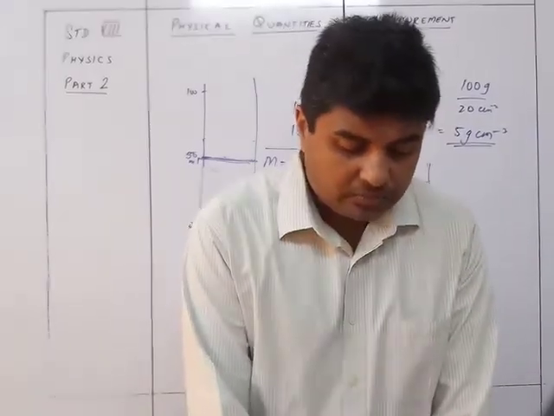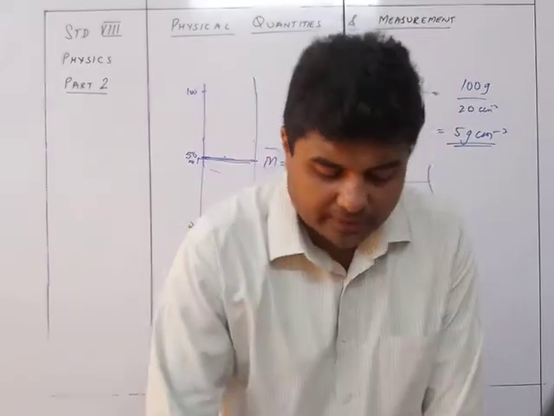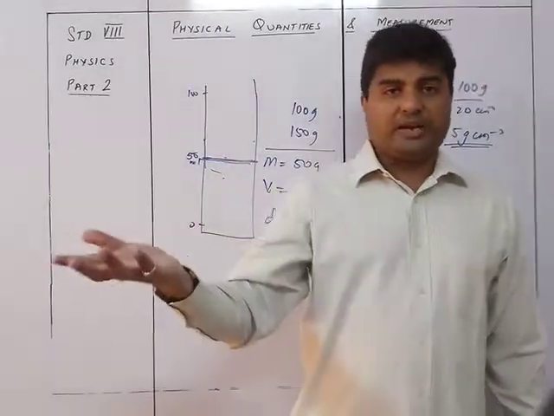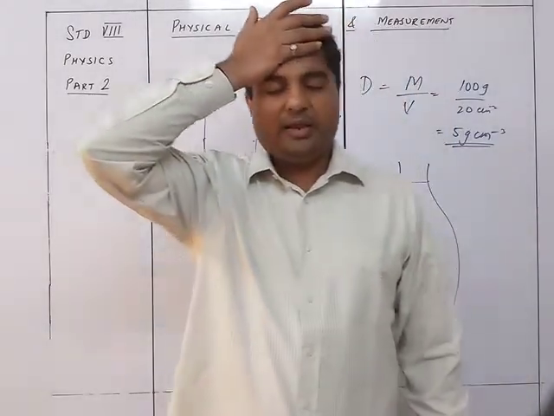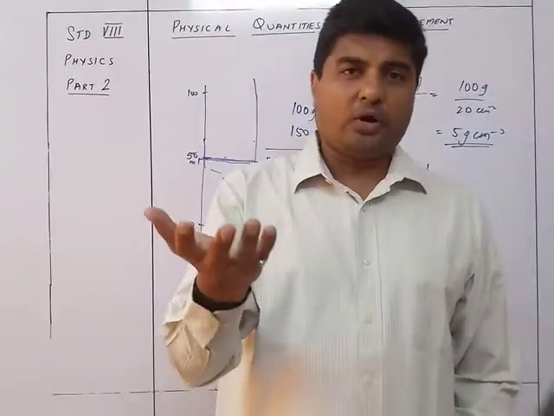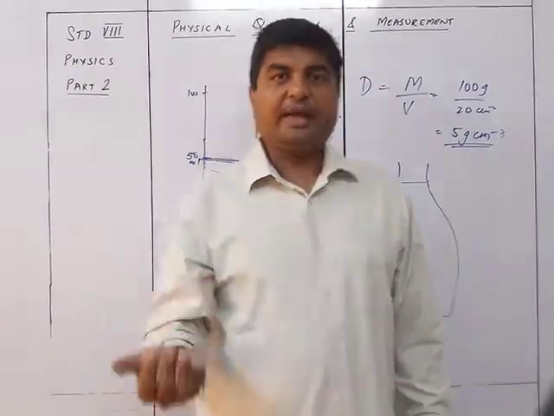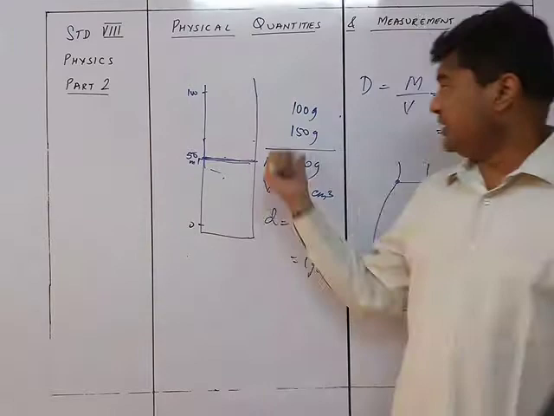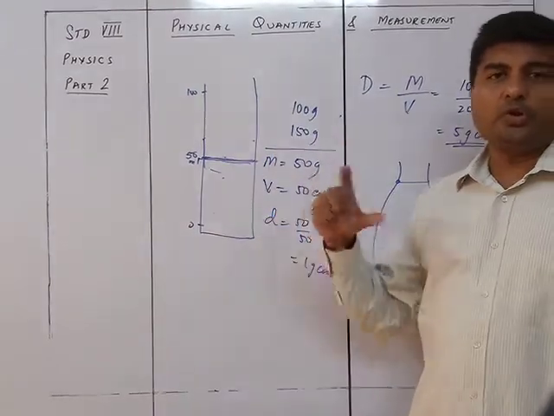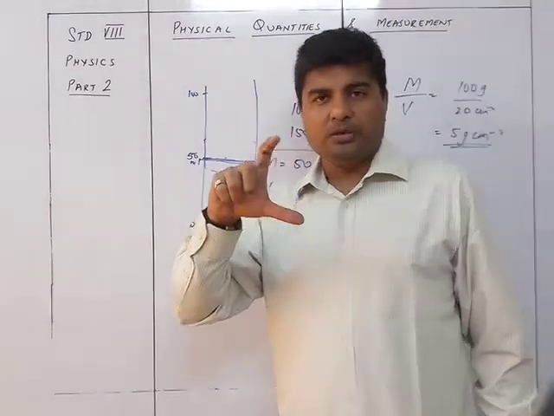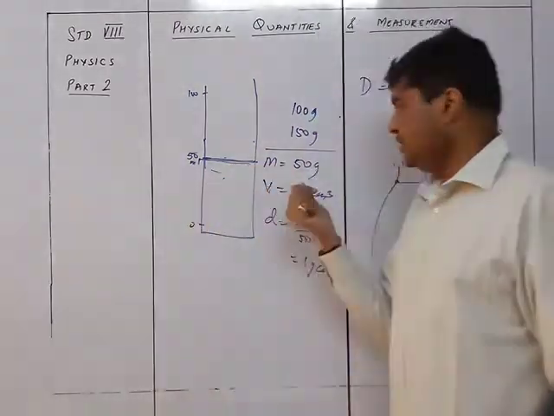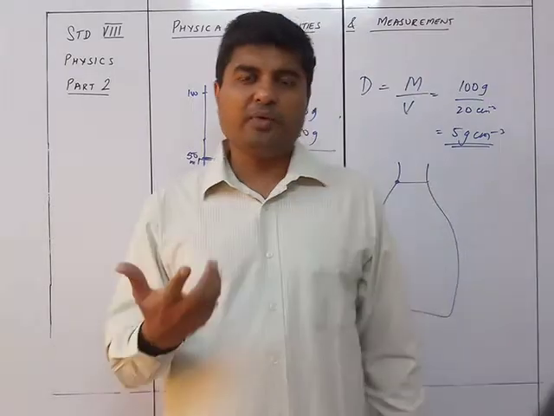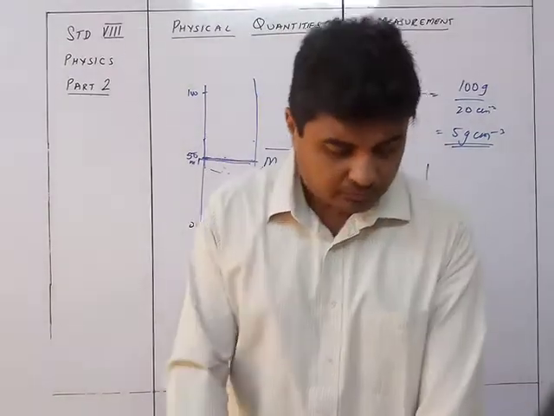So what will we do in the density bottle? First we will measure the weight. We measure the mass of the density bottle without the liquid. Then you fill it with liquid and measure it again. You find the difference of the measurements. The volume is already known to you, which is nothing but the capacity of the bottle. So if the capacity of the bottle is, suppose, 50, then whatever mass comes, divided by 50, will give you the density of the liquid present inside the bottle.